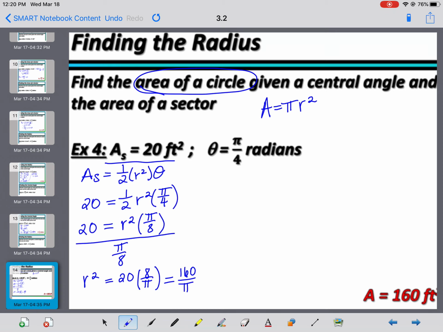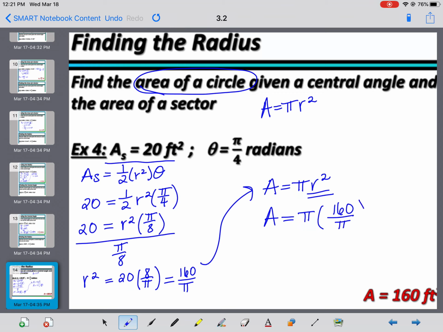Now, notice I'm not going to square root this. I'm going to leave it as r squared because ultimately I'm trying to find the area of a circle, which has r squared in the formula. So why square root something, have it look messy, and then have to plug it back into another equation and square it back anyway? So I get pi times 160 over pi. I can cross cancel those. So the area of my circle is 160 feet squared.